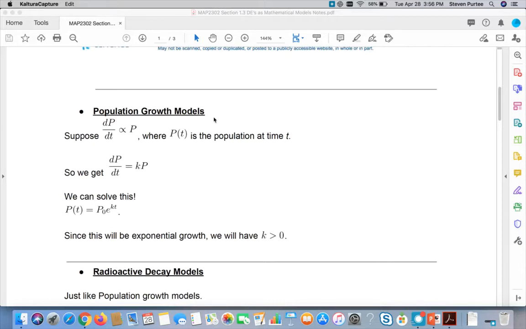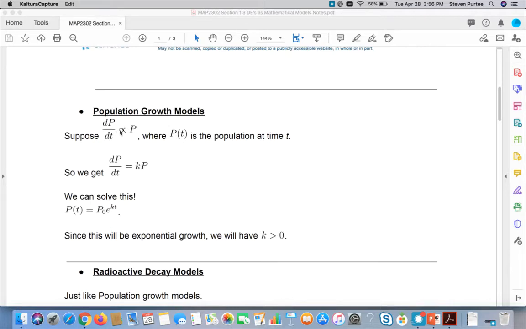Population growth models make great DEs. So the most basic case is suppose that the rate of change of your population is proportional to your current population. So the bigger your population is, the faster it grows. That's what this says. Your rate of change is proportional to your current population.